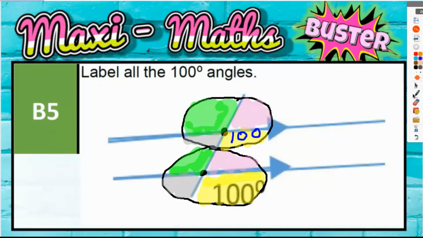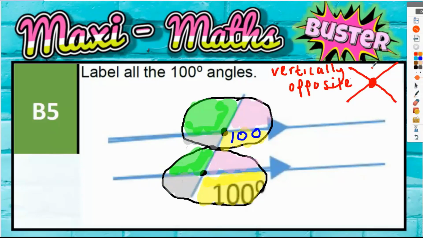So what else does that tell us then? Well, we need to see if anything else is 100. Now, what we should also know, maybe from a previous year, is anytime you've got a cross, the point in the middle is called the vertex. And we've got this word vertically opposite. It doesn't mean vertically as in up and down. The word vertically in this sense of the word comes from the word vertex. So it means opposite at the vertex.